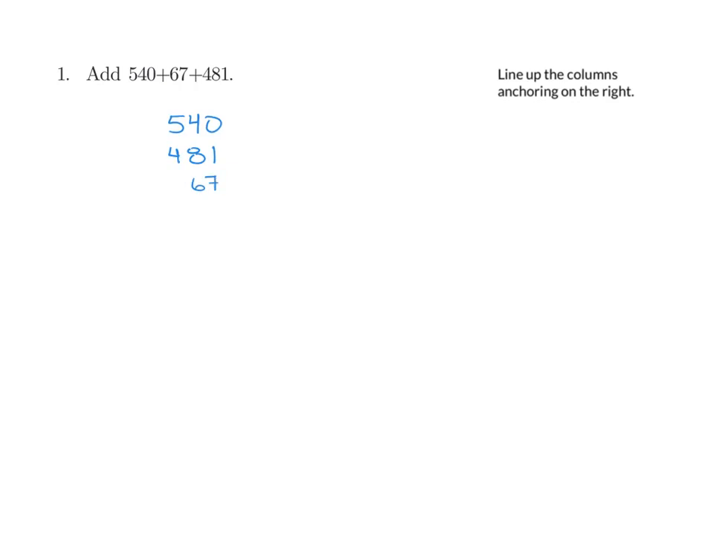So what do I mean by anchoring on the right? That means that line up your right columns. If your right columns are lined up, the rest of them should be lined up as well. So if we go ahead and add now, we get 1 plus 7 is 8. 4 plus 8 plus 6, we have 4 plus 6 is 10, plus 8 is 18, and 1 plus 5 plus 4 is 10. So our answer is 1088.